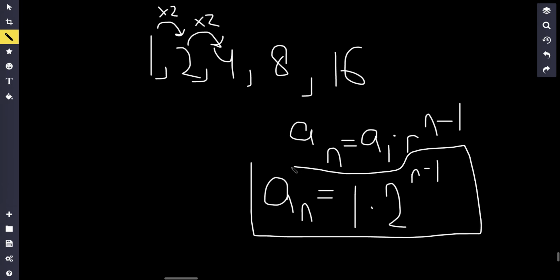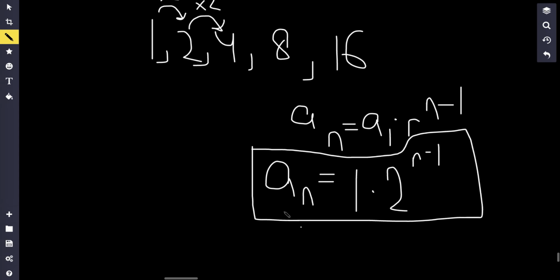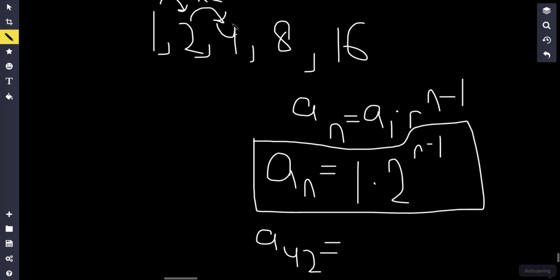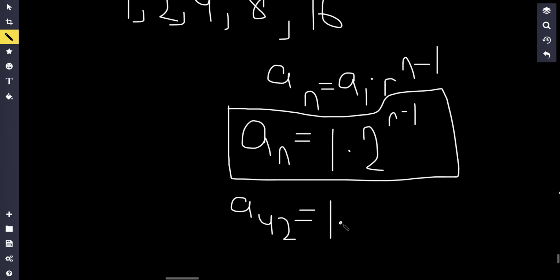And the reason why this is called an explicit form is because, let's say I wanted to find out what a sub 42 is for this sequence. All I have to do is just plug in 42 for n, right? So in this case, it would just be 1 times 2 to the 42nd minus 1. And you can get the answer this way.